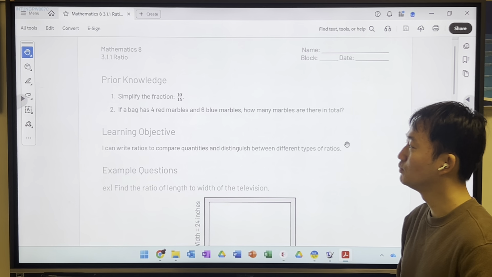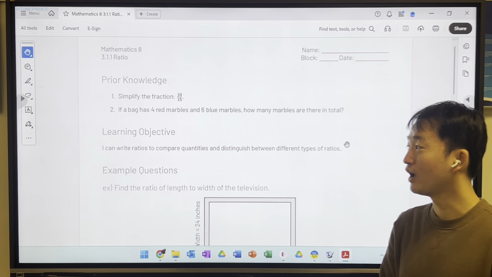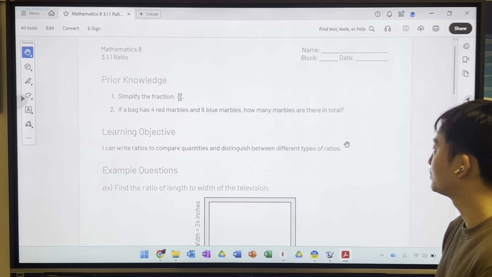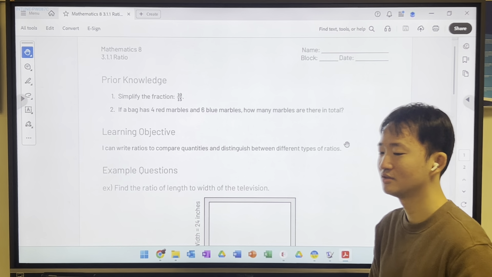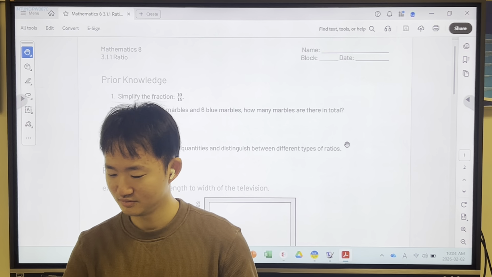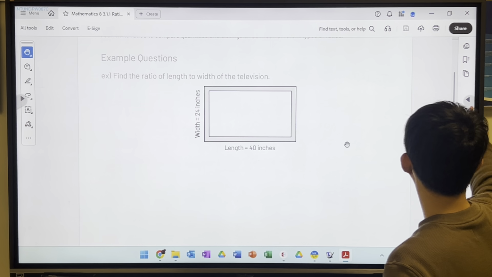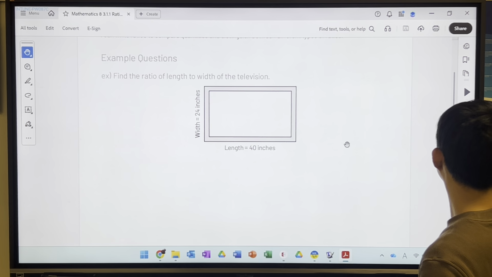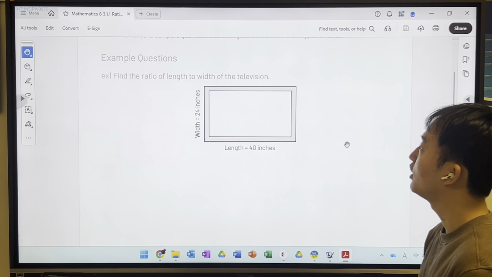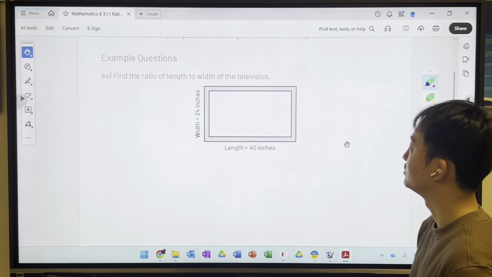After this video, you should be able to write ratios to compare the quantities and distinguish between the different types of ratios. Let's try the first example question. Find the ratio of length to width of the television.